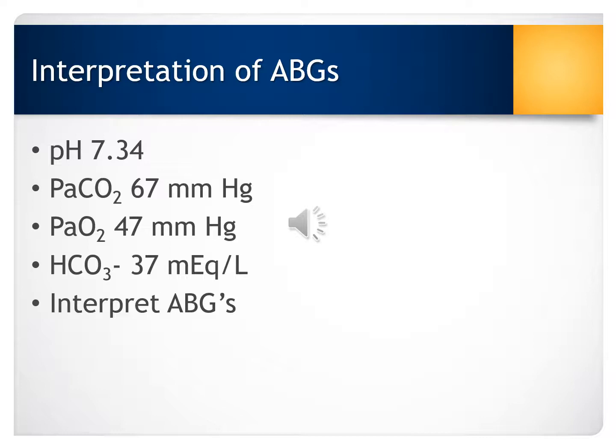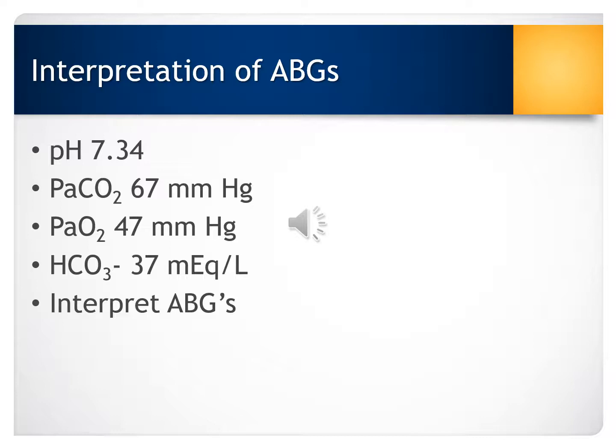We will then look at the PCO2, the carbon dioxide, and we see that it's 67, so that's elevated. So right away, if we think back to our ROME, respiratory opposite, because they're opposite, one is low and one is high, we can assume that we have respiratory acidosis.